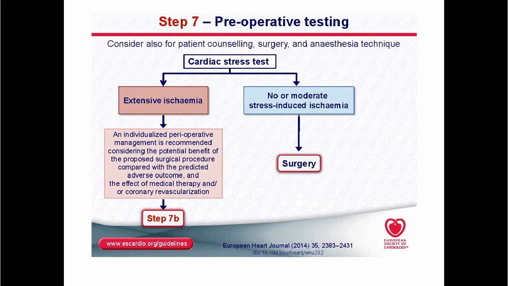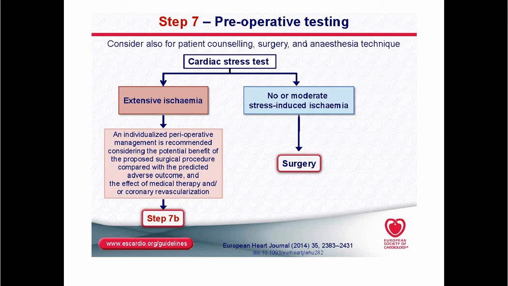Step 7 is doing cardiac stress testing to evaluate the ischemic burden of this patient, either using dobutamine stress echocardiography, maybe thallium scanning, stress cardiac MR, or stress PET scan to evaluate the burden of the ischemia. If the patient has no or moderate stress-induced ischemia, I mean ischemic burden less than 20%, then you can proceed to the surgery after lifestyle risk factor and optimal medical therapy management.